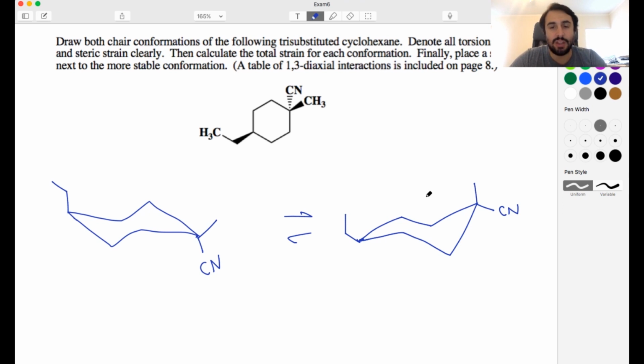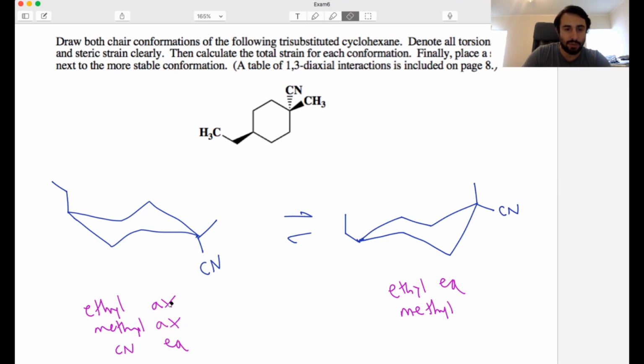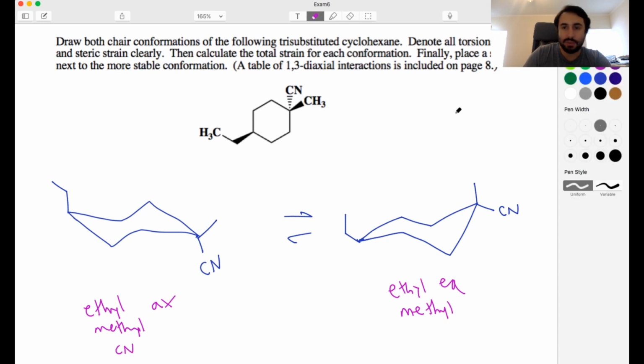We have to compare the equatorial and axial groups. Right, so we've got ethyl on the axial, we've got methyl on the axial, and we have CN on the equatorial. Over here, we have ethyl on the equatorial, we have methyl, I made a mistake over here. Let me fix that. Whoops, not this one, erase. This was actually methyl on the equatorial and CN on the axial. Over here, we have ethyl on the equatorial, we have methyl on the axial, and we have CN on the equatorial.